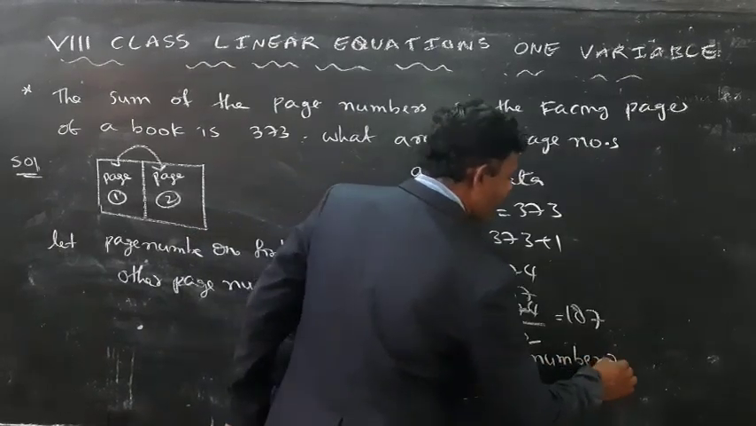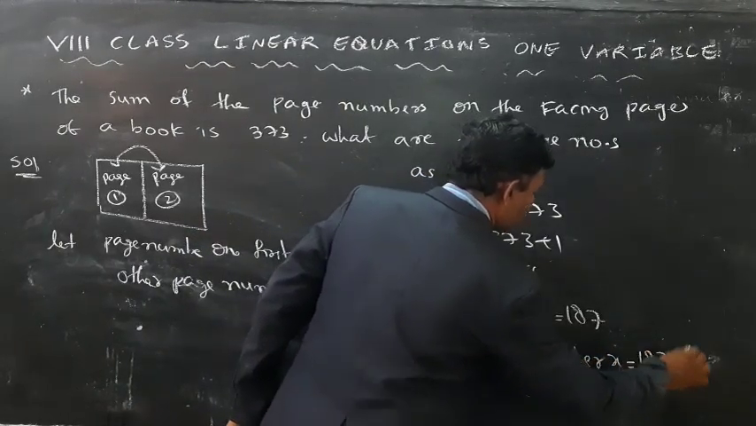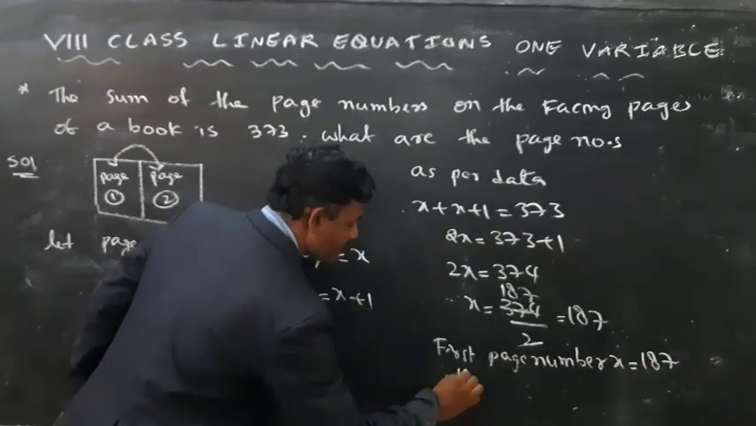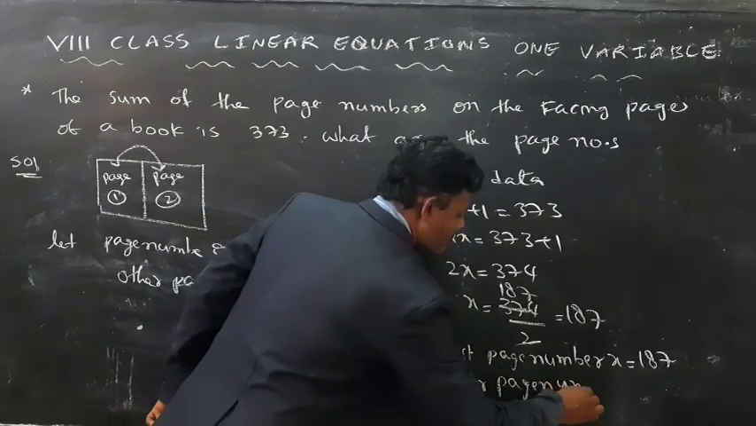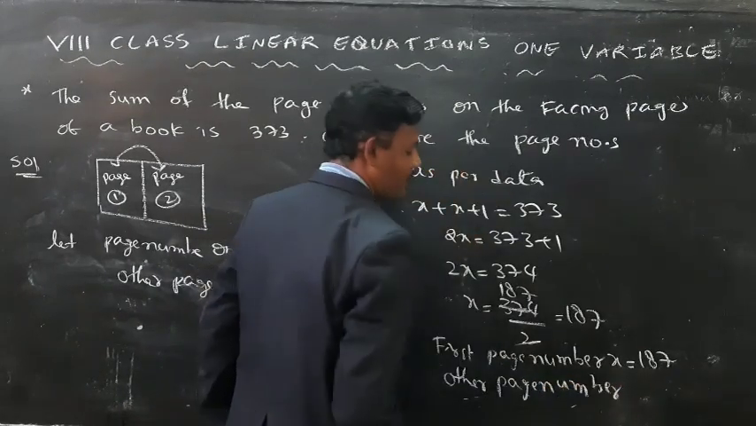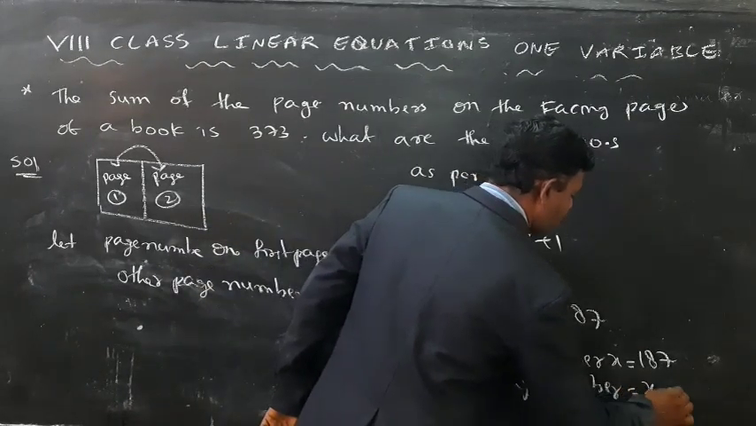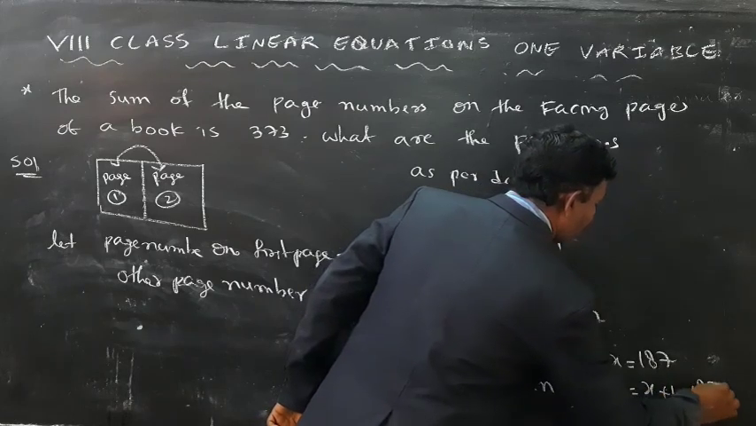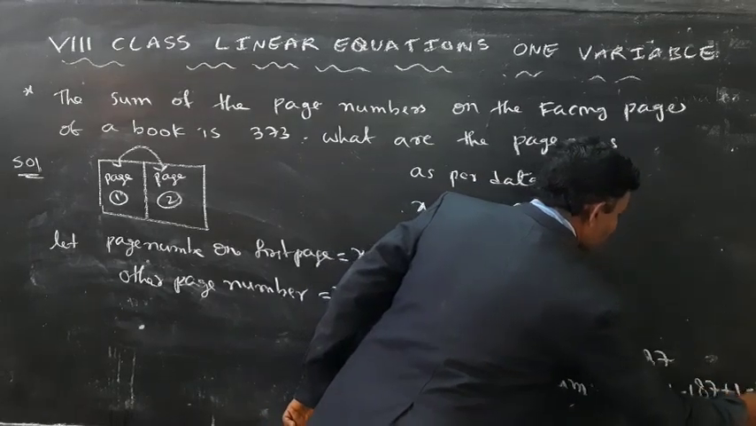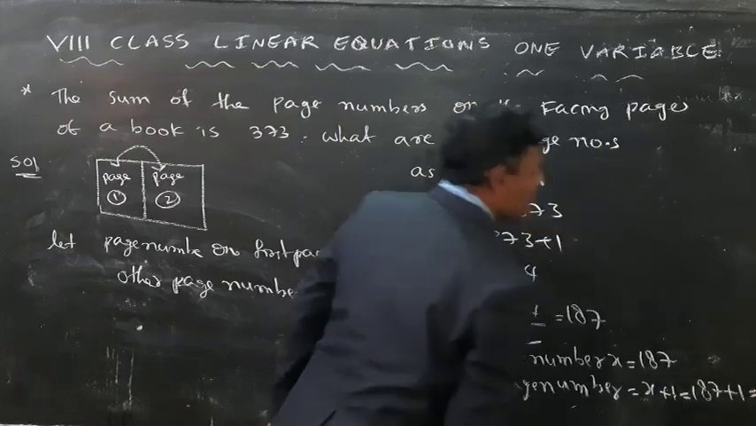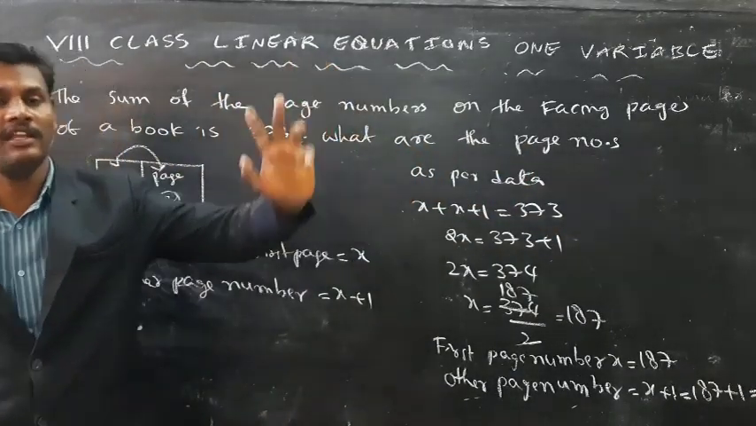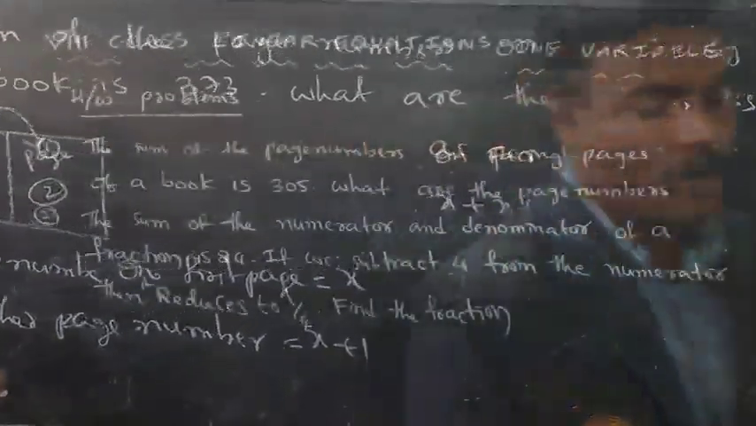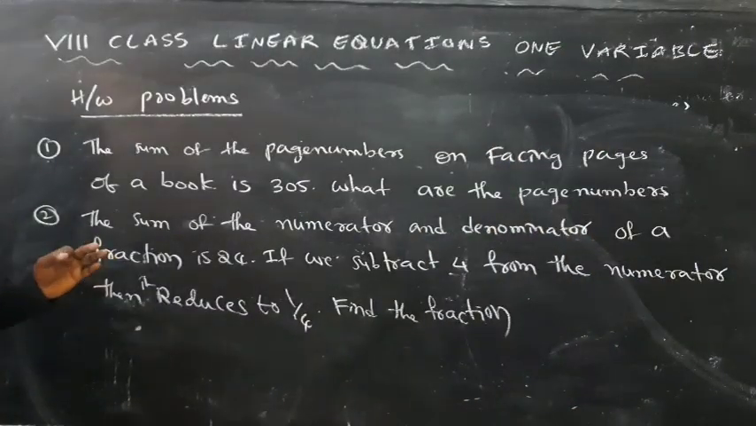First page number x is equal to 186. Other page number is equal to x plus 1, which is 186 plus 1, equal to 187. So what are the required page numbers? 186 and 187. So 8th class students, here is the homework.